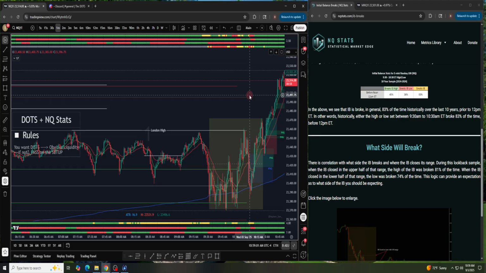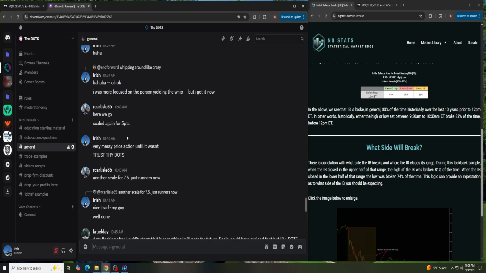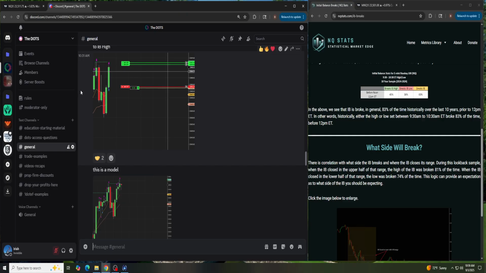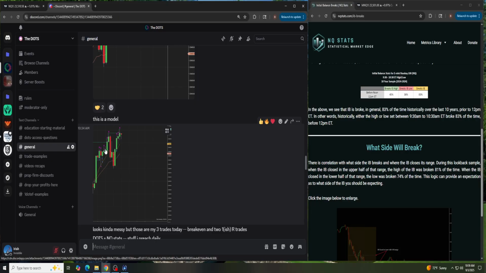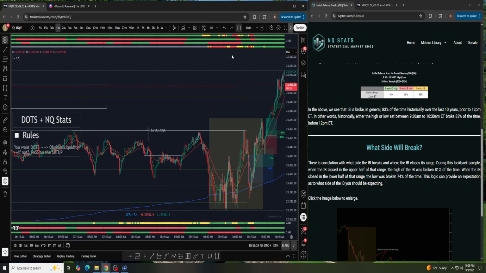And that's it. Some guys said that's not working, but I don't know how to edit. So I posted these setups. This was the liquidity, initial balance high, entry, target. And this was the green dots prior to that I took. Hopefully that helps. This is a model for anyone who is struggling: green dots, red dots, NQ Stats, ALN, London highs, London lows, initial balance highs, initial balance lows. Use the dots as a confluence with NQ Stats. And that's all I have today.